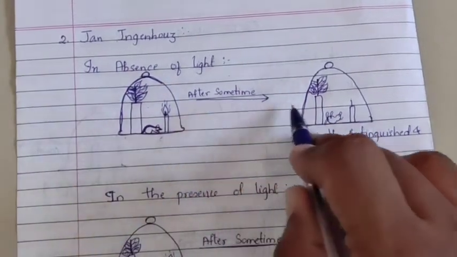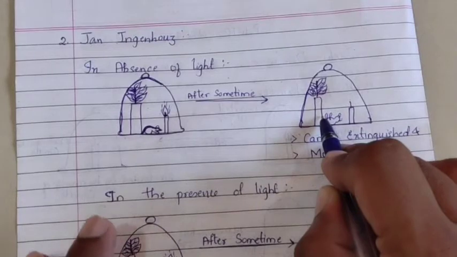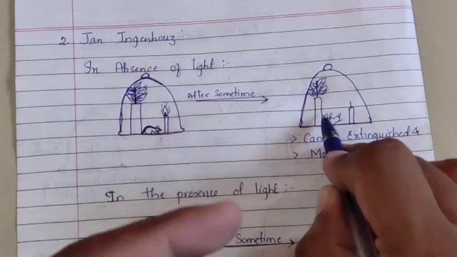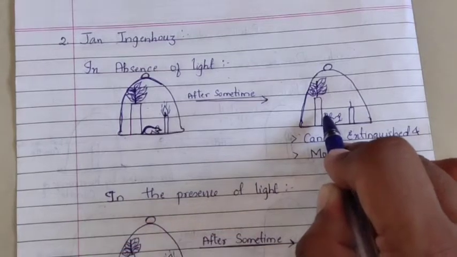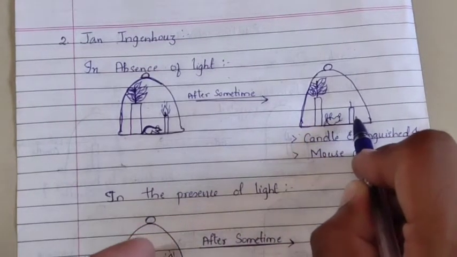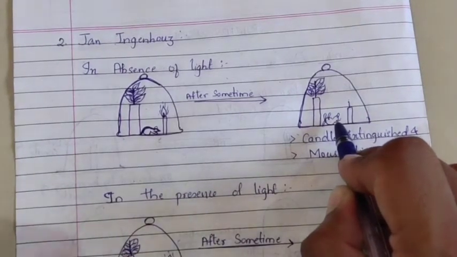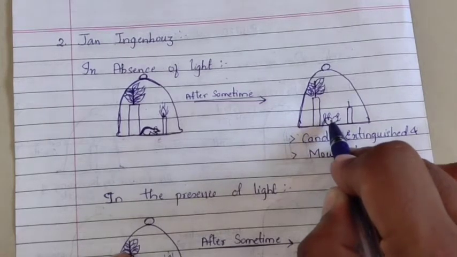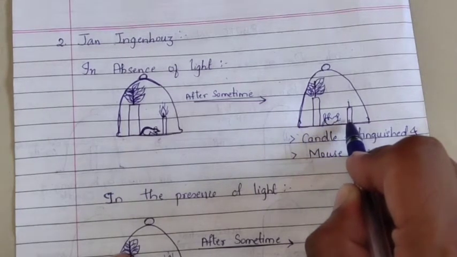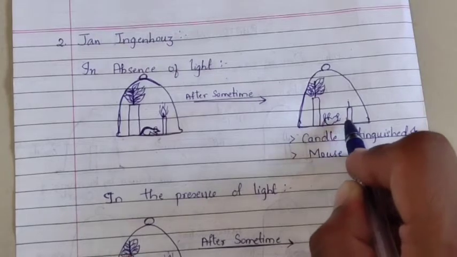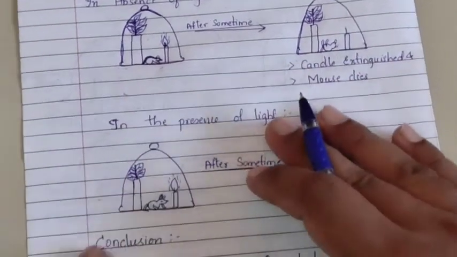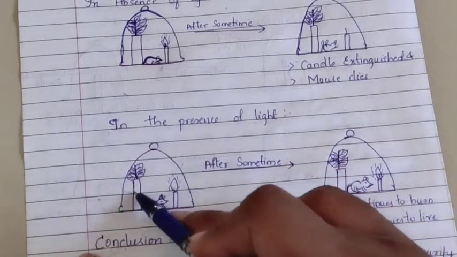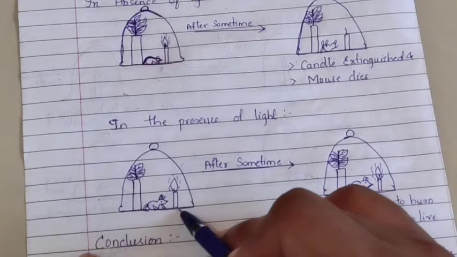So after some time, what did he see? Even after placing the plant, but in the dark, it failed to restore the oxygen which was fouled by the burning of the candle or the respiration of the living organism. So eventually, even in the presence of the plant, the mouse died and the burning candle got extinguished. In his next step, he took the same experimental setup: the bell jar, the mint plant, the mouse, and the burning candle.